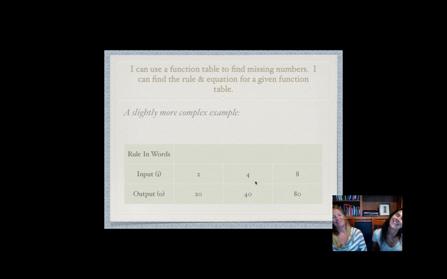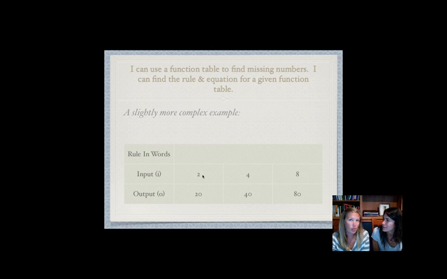That was good. Alright, so we flipped it on the side, so now we just sort of like took the table and went whoop, to the side. So we've got our input to our output, 2 to 20, 4 to 40, 8 to 80. So what am I going to do to get from 2 to 20? What am I going to do to get from 4 to 40, 8 to 80?